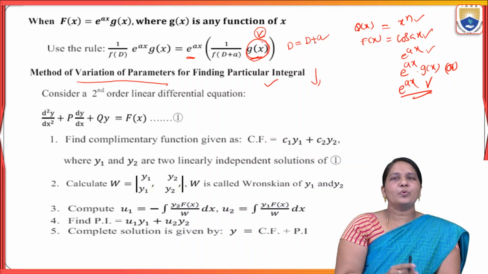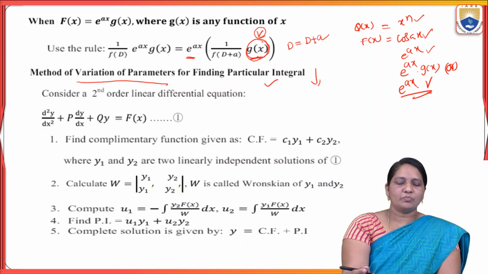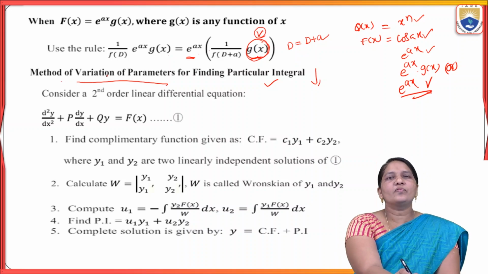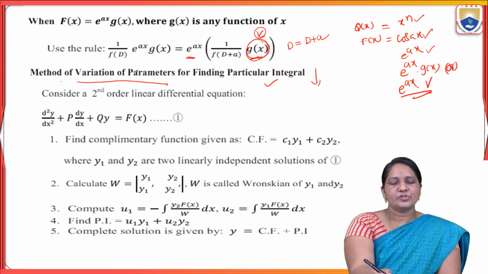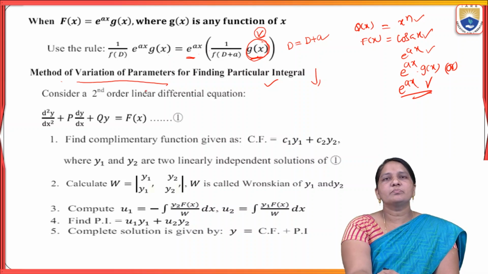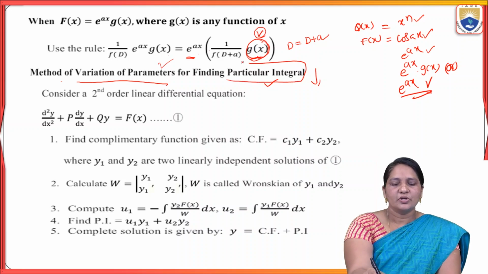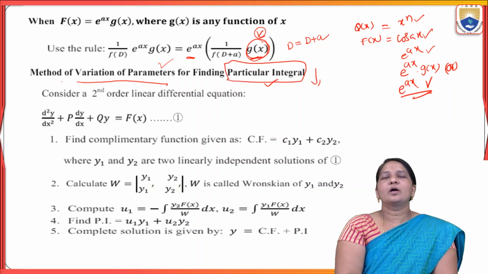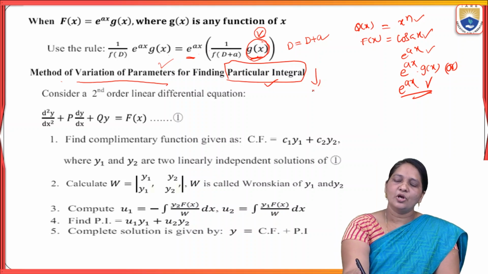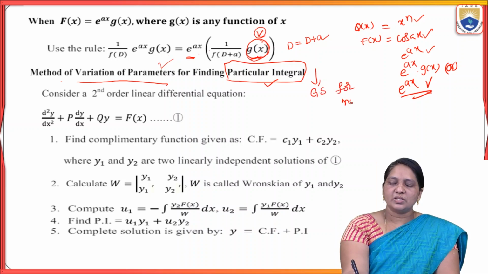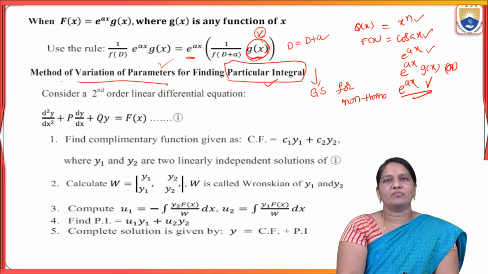And one more important method is there in this second module, that is the method of variation of parameters. So what is this method? This method is the method of variation of parameters. Why are we using this method? To find out the particular integral. For what purpose are we finding the particular integral? To get the general solution for the non-homogeneous equation.